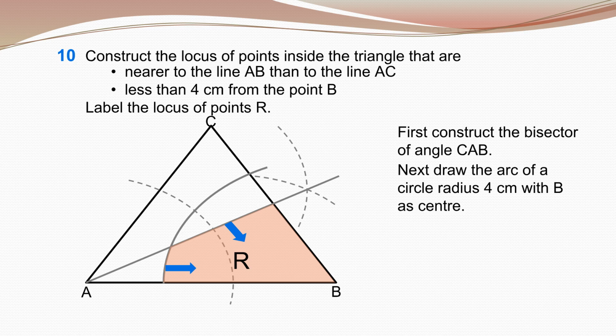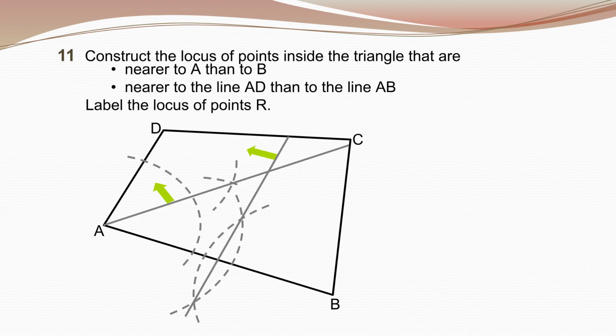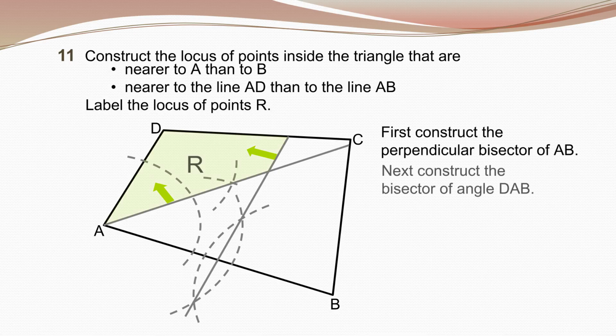To find a specific region R inside a triangle, we construct the angle bisector of CAB and identify points within 4 centimeters of point B. Finally, we identify the region R that is nearer to point A than point B and closer to line AD than line AB by constructing the appropriate perpendicular and angle bisectors.